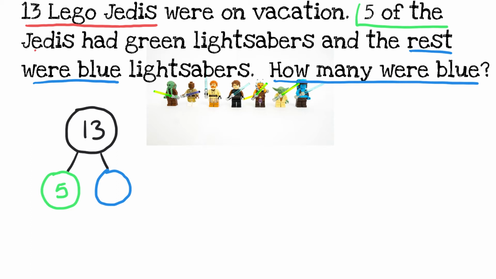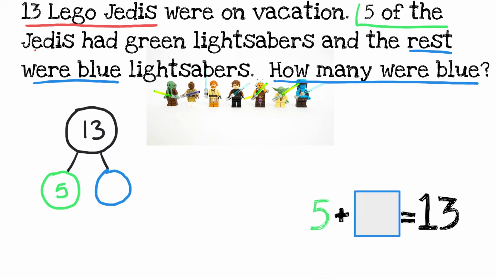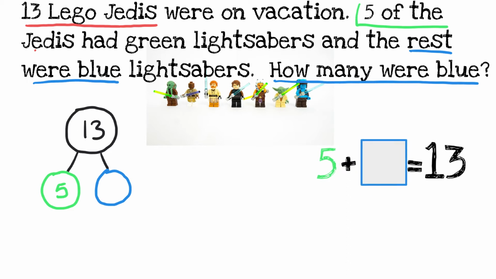If we were to write out a number sentence, it would look like this. It would say 5 plus our mystery number equals 13. So that's our total right here, 13. That's what it equals, so all together. And then we have 5, which is our known number. And then what's here in blue is our mystery number. How many were blue lightsabers?